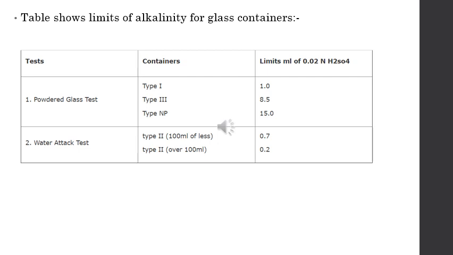So next slide is about the limit of sulfuric acid for each type of glass. For the powder glass test, which is for type 1, 3 and 4, the limit of H2SO4 is 1 ml for type 1, 8.5 ml for type 3 and 15 ml for type 4. Whereas in case of type 2 glass, if the capacity of the container is 100 ml or less, the volume of H2SO4 required should be within the limit of 0.7 ml, and if the container capacity is over 100 ml, then the volume of H2SO4 required should be within the limit of 0.2 ml.